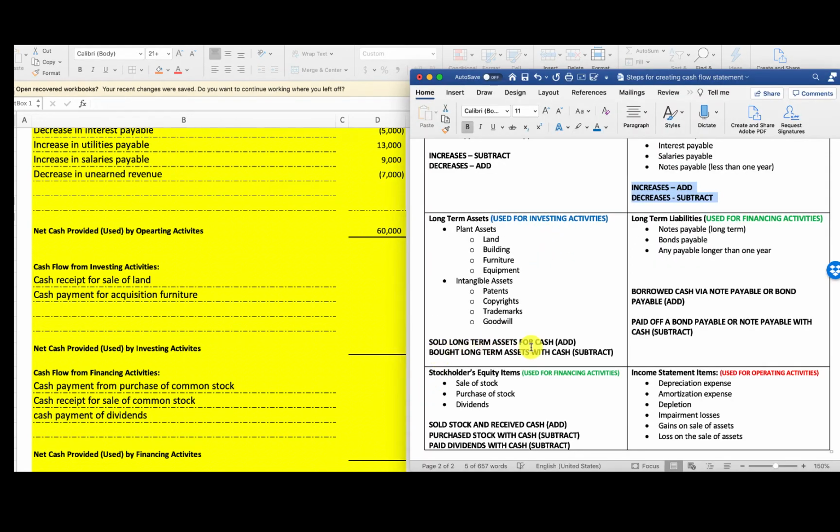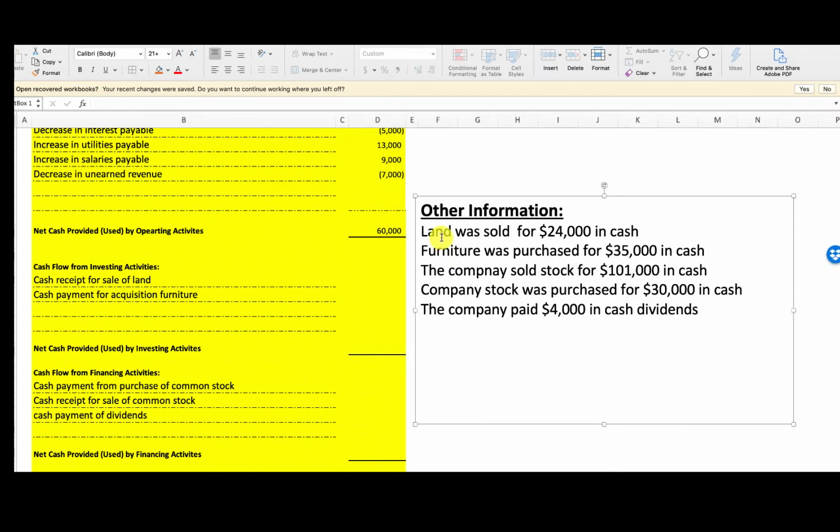And what's the rule? Well, you sold long-term assets for cash, you add. You bought long-term assets with cash, you subtract. So here we have land was sold for $24,000 in cash, right? So cash receipt for the sale of land, what are we going to do? We're going to add. It's positive. We received cash. And then furniture was purchased for $35,000 in cash. So cash payment for the acquisition of furniture, and that's minus $35,000. And that's it. Those are the only 2 items that are cash flow from investing activities, because these are the only 2 items that are long-term assets. These other 3 are going to go in financing activities because they are equity items.